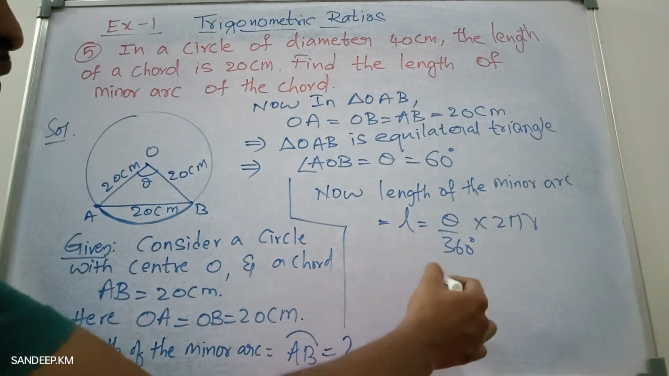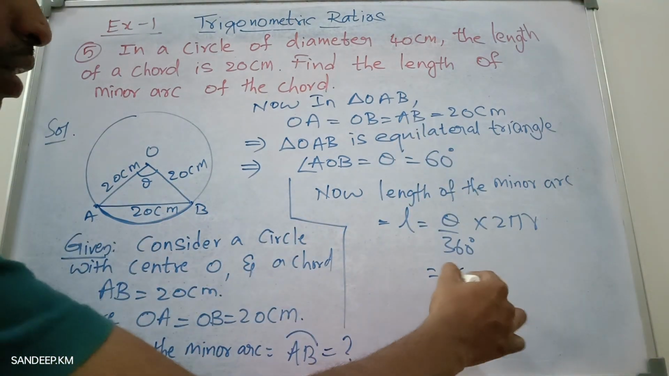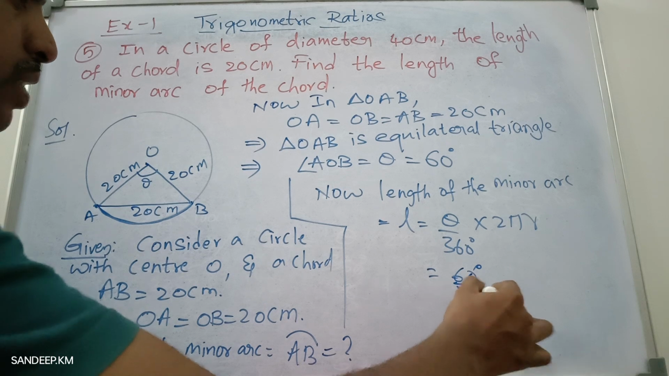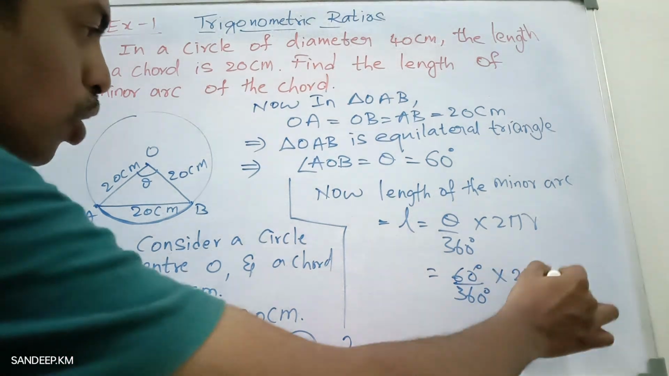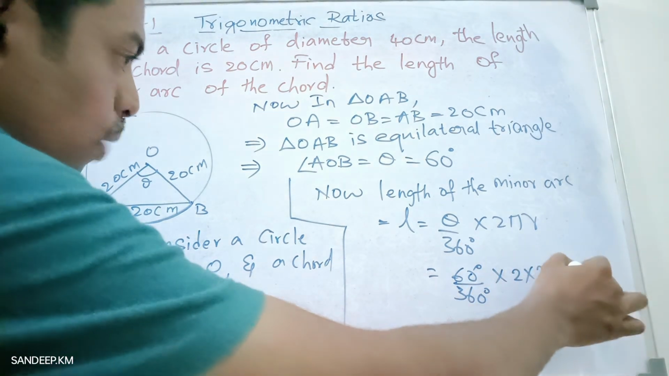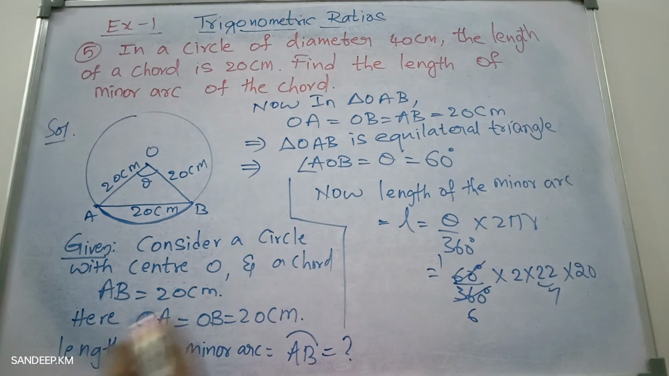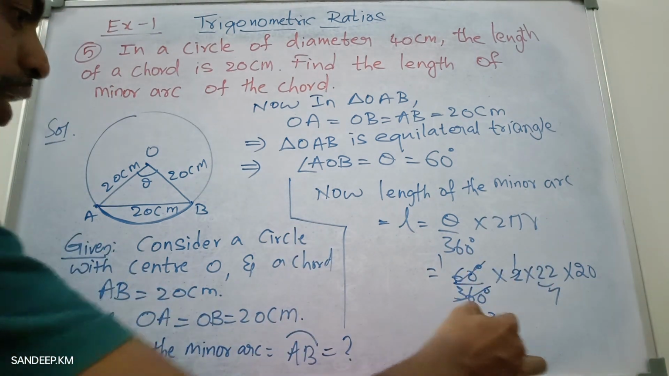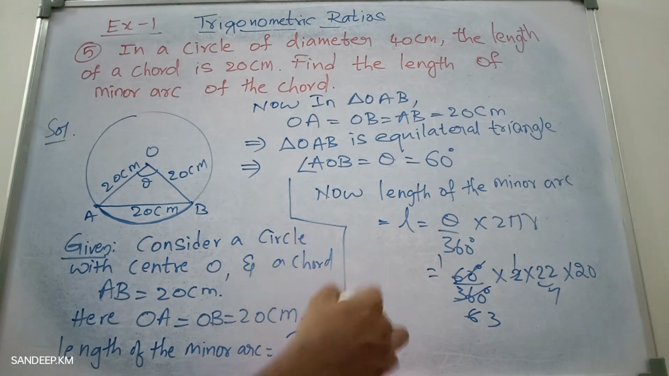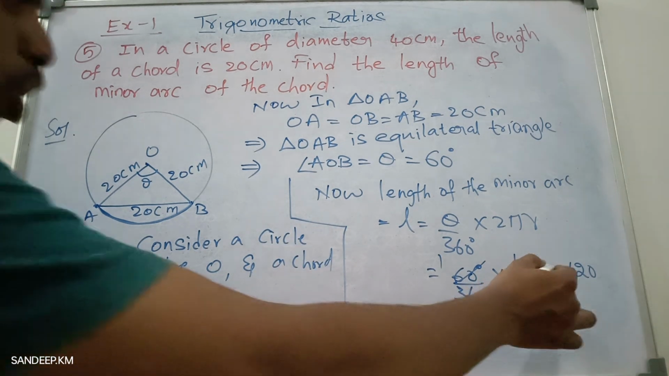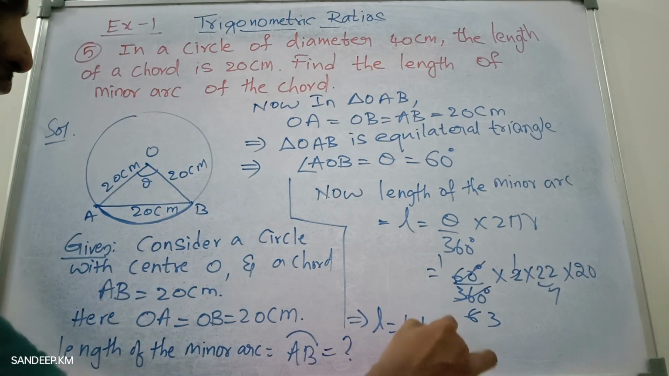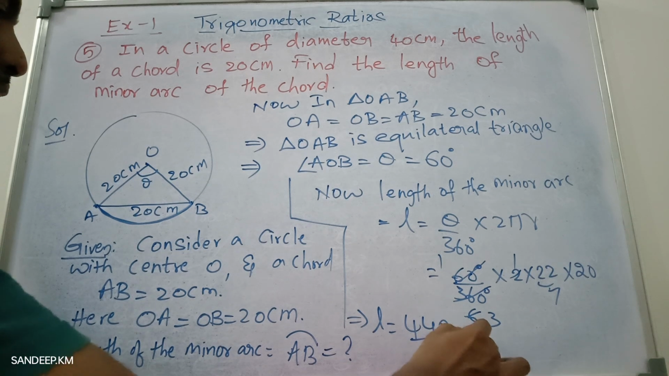Okay, anyhow, now substitute that theta value here. 60 degrees by 360 degrees into 2 into 22 by 7 into 20 centimeters. 60 ones are 60, 6 are 360, 2 ones are 2, 3s are 6, no more cancellations. So you will get L is equal to 440 divided by 21 centimeters.